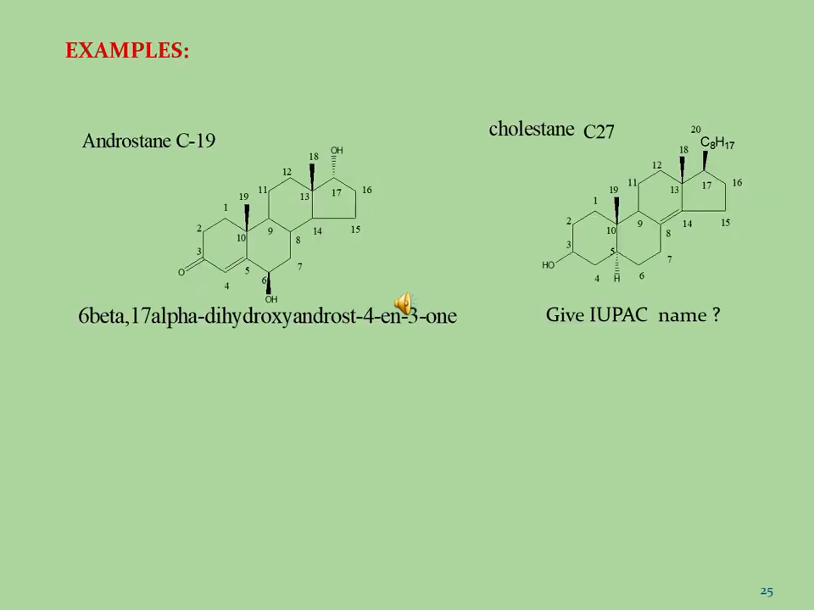You can see here two examples that are relevant to the IUPAC names of the steroid molecules. In the first example, the total number of carbon atoms is 19 and the name of this molecule is androstane. By using IUPAC rules, we have given the name of this molecule as 6-beta-17-alpha dihydroxy androst-4-en-3-one. Now, in the second example, the total number of carbon atoms is 27 and the name of this molecule is cholestane.